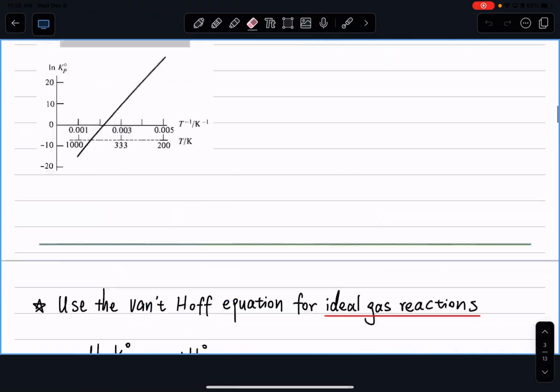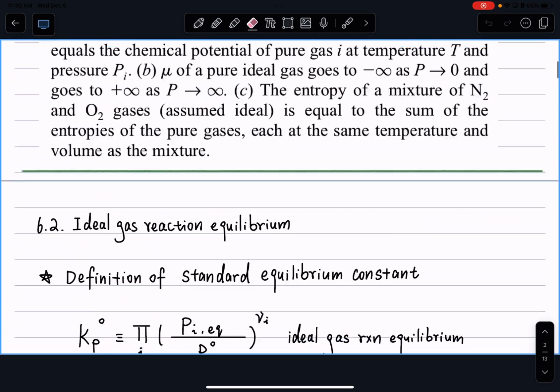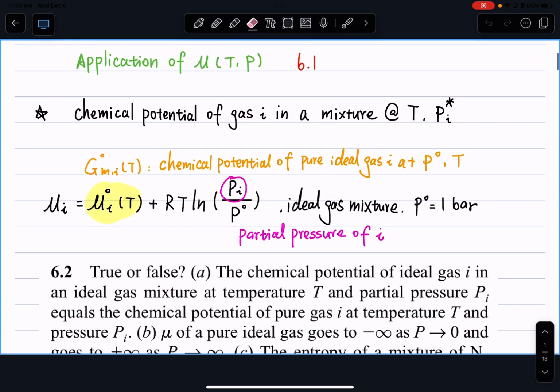Okay, this one is more correct. All right, and then we went over, talking about chemical potential of the gas I in an ideal gas mixture at certain temperature and partial pressure. So now we know what these terms mean. Like this PI means the partial pressure of a specific substance. The star denotes that it is a pure substance.